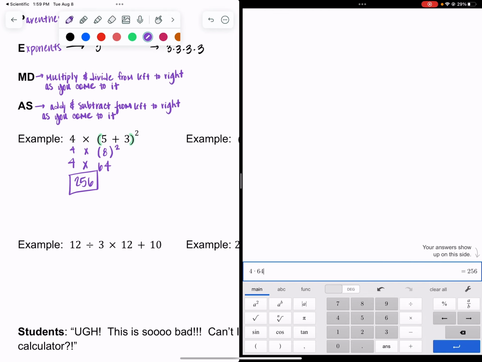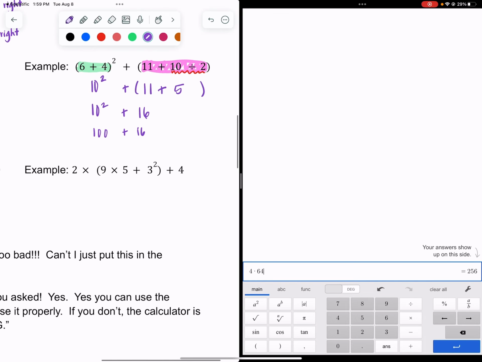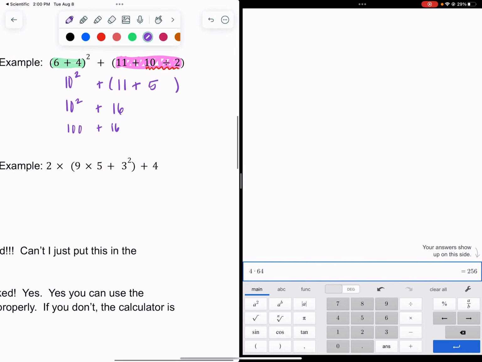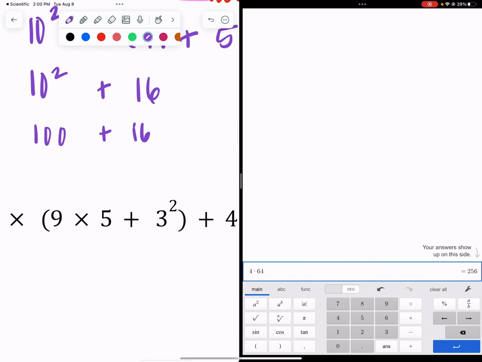After the exponents, I multiply and divide from left to right. I don't have any multiplication or division. Then I add and subtract. 100 plus 16 is 116.